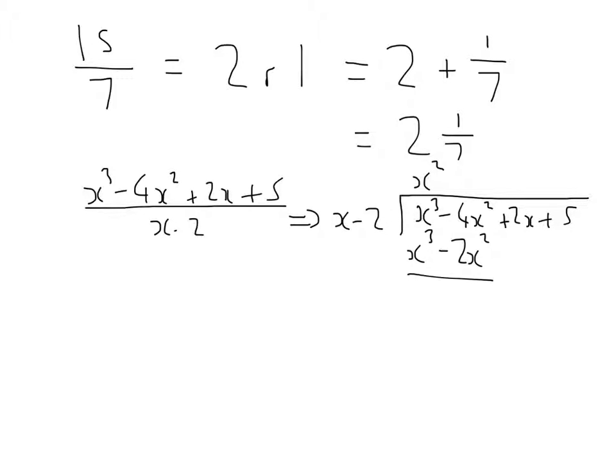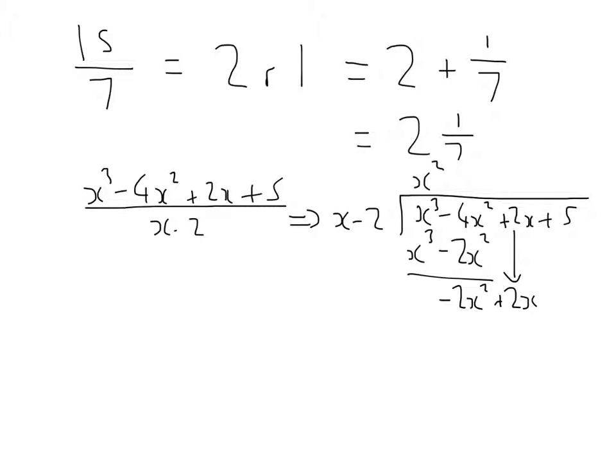So we're now going to do a takeaway. We're going to do x cubed take away x cubed, which gives us nothing. We're then going to do minus 4x squared take away minus 2x squared. That's going to give us minus 2x squared. And then we bring this next term down. Okay. Now this is the bit where it begins to repeat.